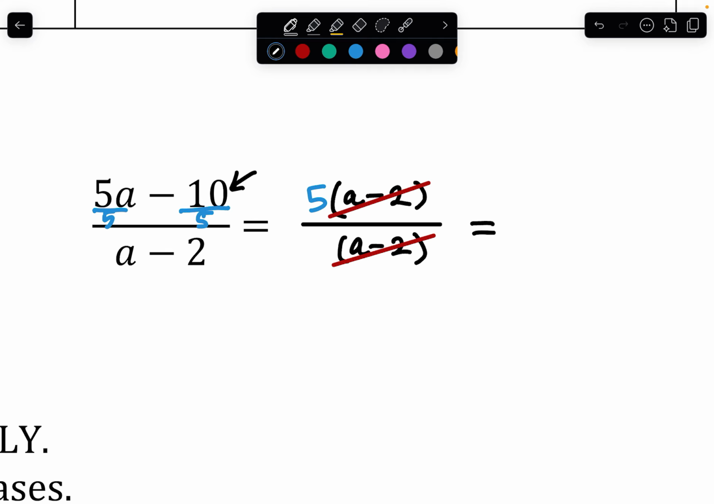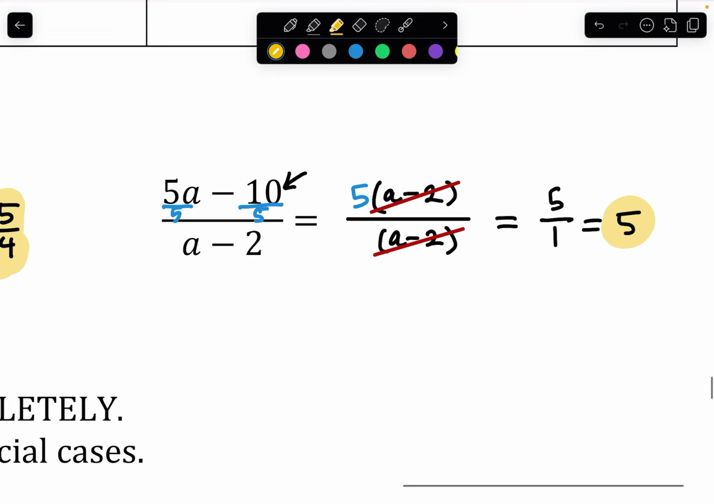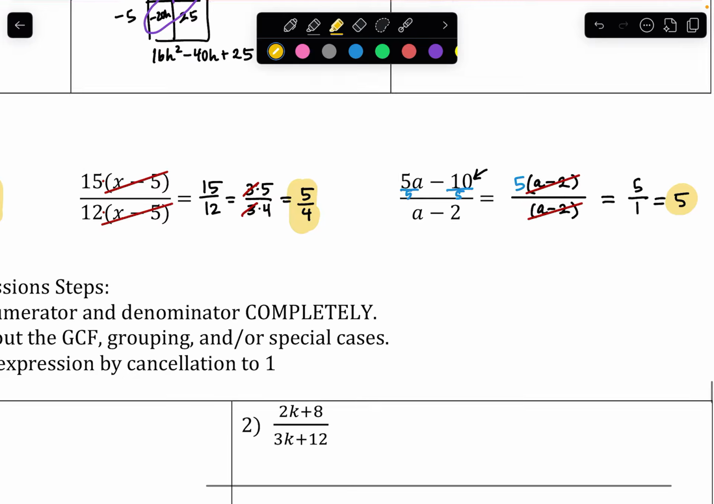And so my final answer would just be a 5, and there's nothing left on bottom, so technically a 1, which we know 5 over 1 is just the same thing as 5. So our simplified final answer would just be 5. And so that is the goal of today.